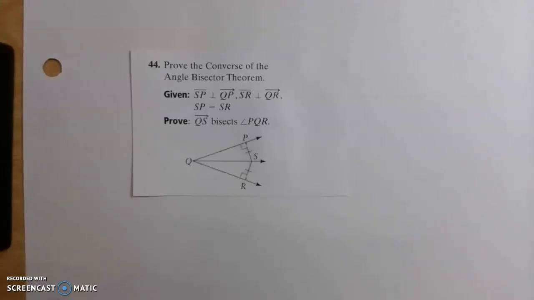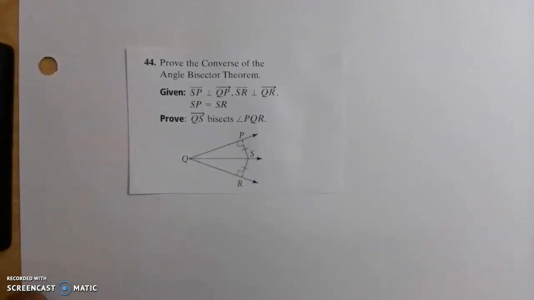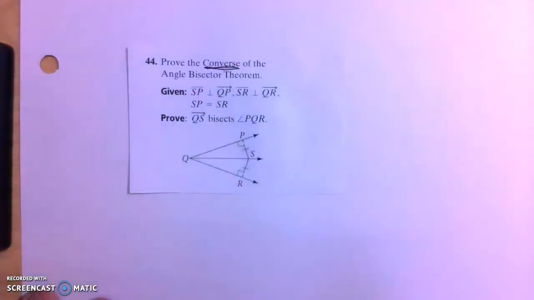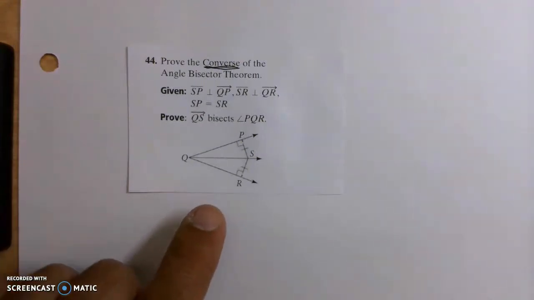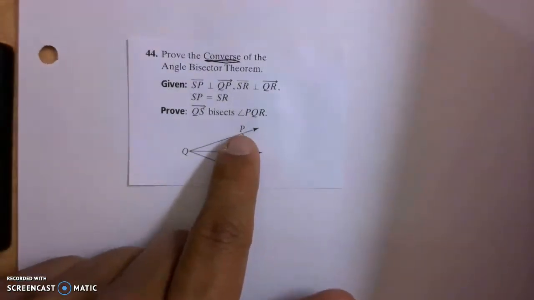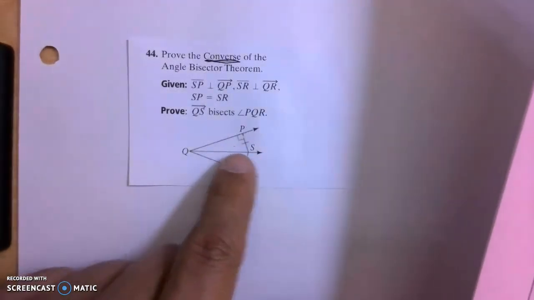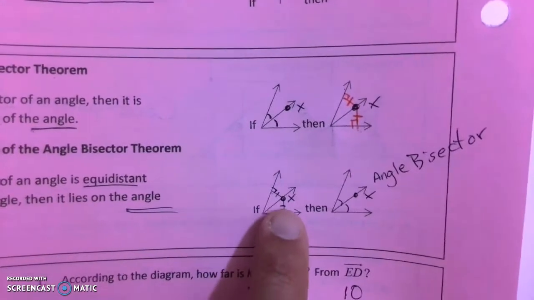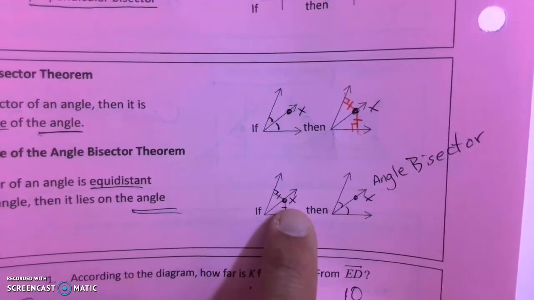Okay, and now I'm going to do the other proof here, 44, and this is going to prove the converse of what we just did, the angle bisector theorem. So the converse would say, I'm equidistant. I'm point S and I'm equidistant. Well, then that means point S is on the angle bisector. That's what this theorem says. If I'm sitting here and I'm equidistant to the sides, then I must be on the angle bisector.